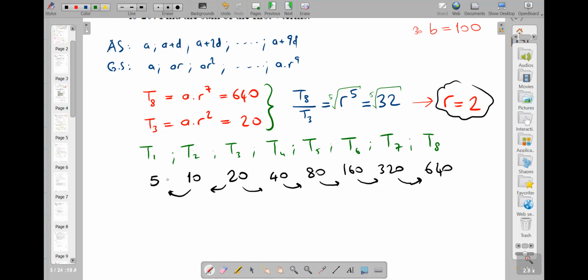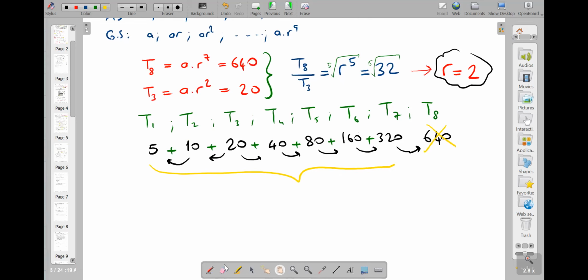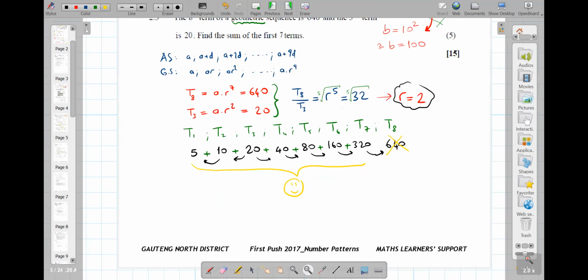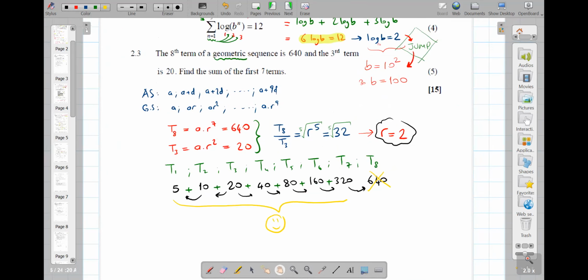Anyway, the question is asking only for the sum of the first 7 terms. So I'm not going to add all 8 of them. I can just ignore 640. But the sum of these numbers is the answer. All right, so that's what the question asks. You can just smile and add them up. It was a nice 5-mark question.